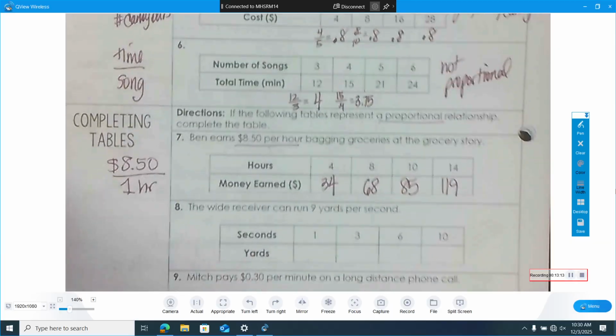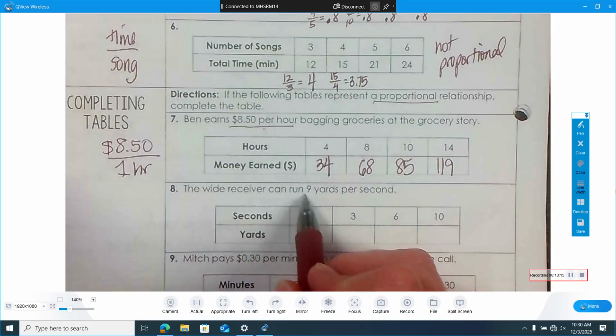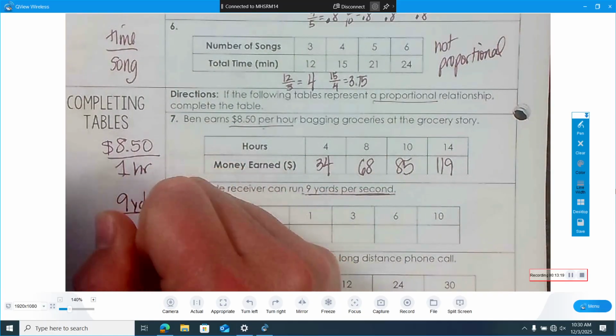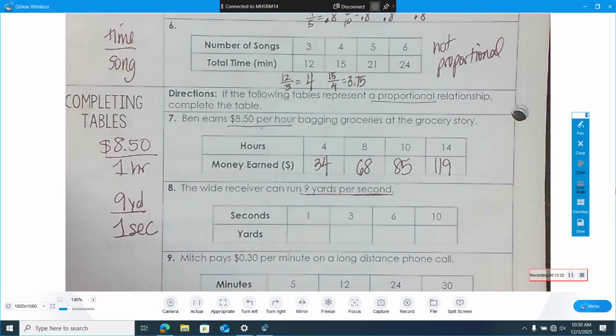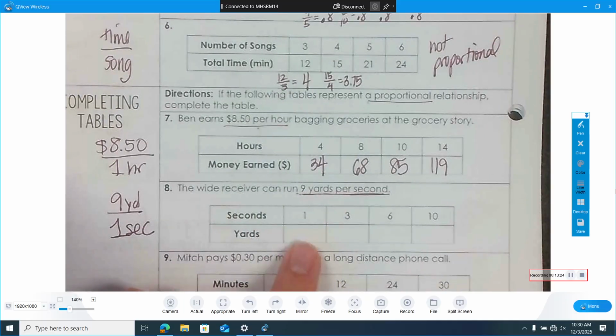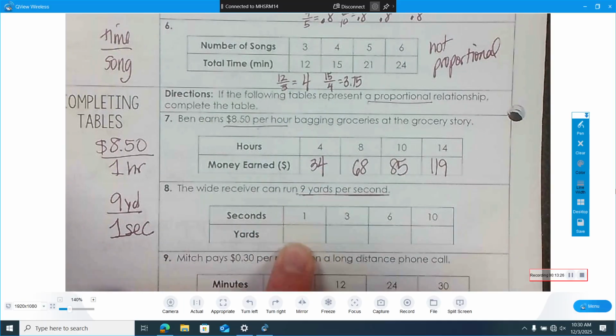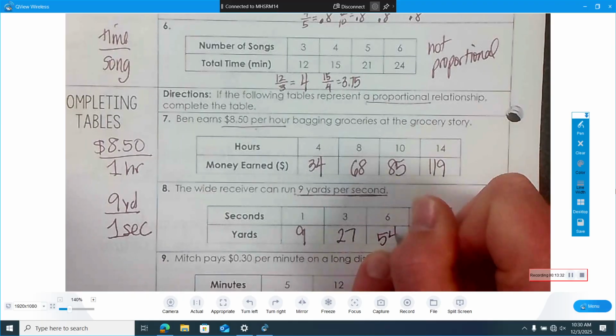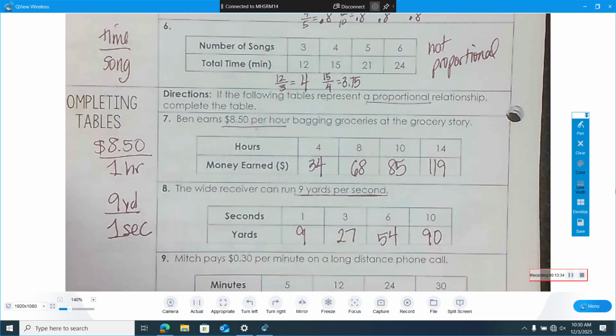All right. What's 10 times 8.50? 85. Very good. I guess I have to do this one. 8.50 times 14. 119. I didn't know that one. Great. All right. Number 8, a wide receiver can run 9 yards per second. 9 yards every 1 second. Every single second he runs 9 yards. How much does he run in 1 second? 9 yards. How much does he run in 3 seconds? 27. 6 seconds? 54. 90. Very good. That was easy.